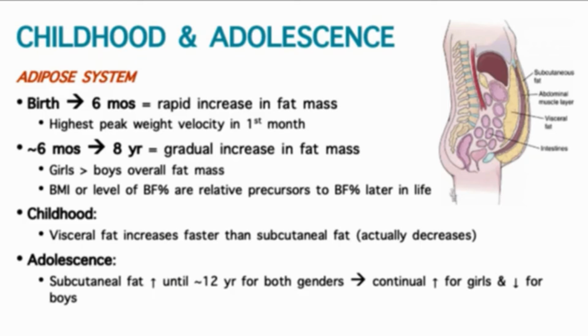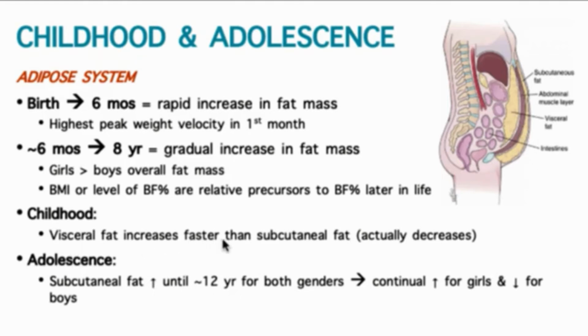In childhood, specifically, visceral fat increases at a faster rate than subcutaneous fat. So I have a picture on the right-hand side to distinguish the differences between visceral and subcutaneous fat. You can see these two things in the abdomen, which is what's pictured here, are separated by the abdominal muscle layer. So visceral fat refers to any fat that accumulates around organ tissues. And then subcutaneous fat is sub meaning under, cutaneous meaning skin, so it's just the fat layer that's under the skin, or under the dermal layers. But both of these are different, and both of them have different impacts on health.